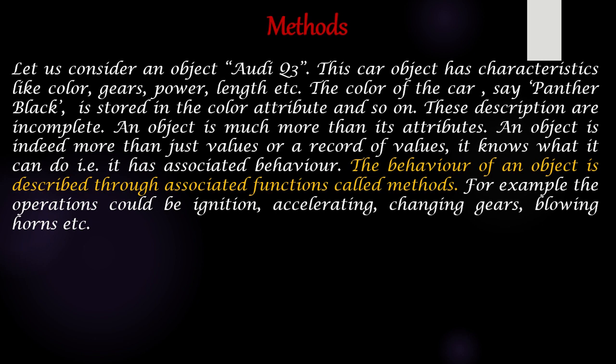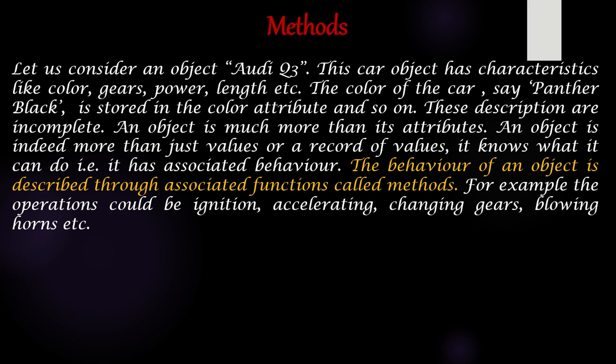Now, let us consider methods. Let us consider another example of a car called Audi Q3. This car object has many characteristics, like the color, how many gears it has, the power, length, etc. Let us say that the color attribute has a value panther black, which is stored in the color attribute. These descriptions are simply incomplete because an object has much more than its attributes.